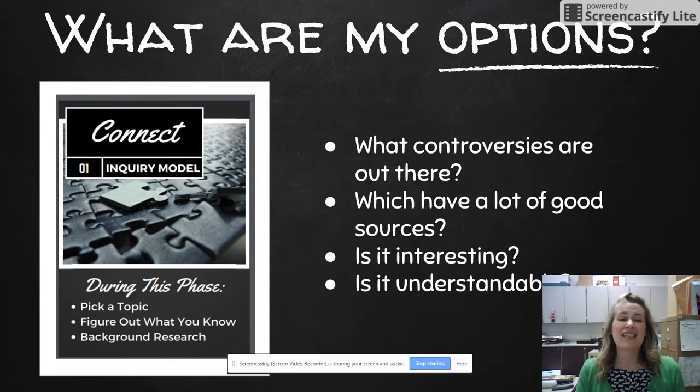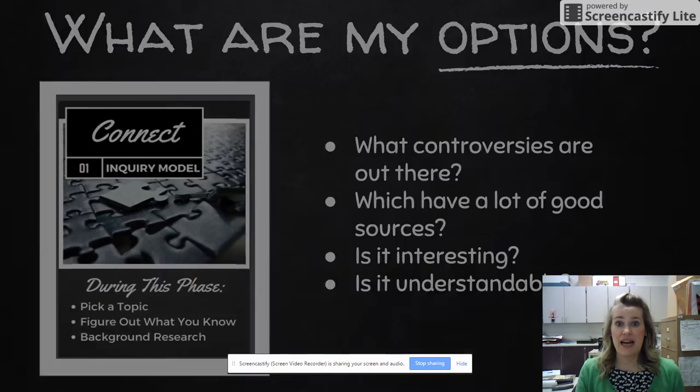We also want to make sure that it's understandable. Some of the controversies that are out there deal with very specific scientific information, or maybe very specific government policies or regulations. And if it's a really complicated issue that maybe we're struggling to understand during the connect phase, it might not be a good controversy to pick for the research project because we're going to have to invest so much time in learning background information that we're going to fall behind. So that's why we're doing the connect phase today.